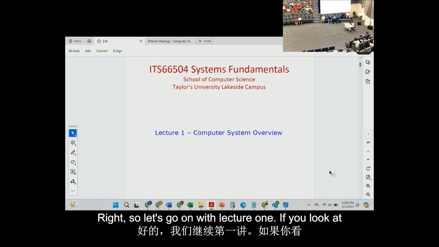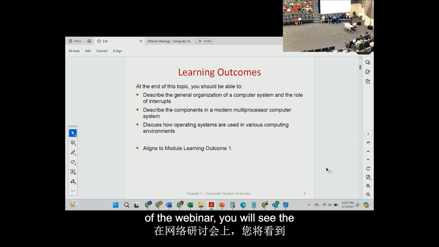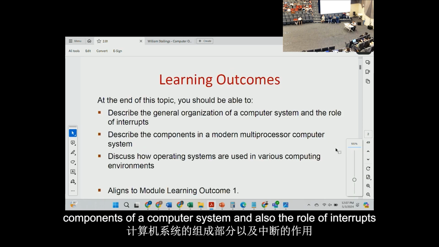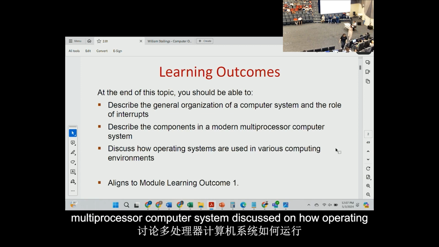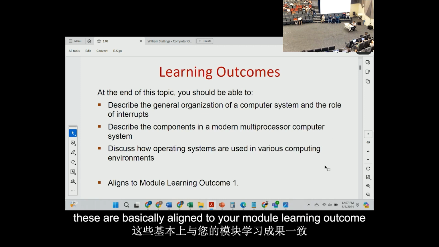If you look here, you have computer system overview. At the end of this topic, you should be able to describe the general organization of a computer system and the role of interrupts, describe the components in a multiprocessor computer system, and discuss how operating systems are used in various computing environments. All of these are aligned to your module learning outcome number 1.